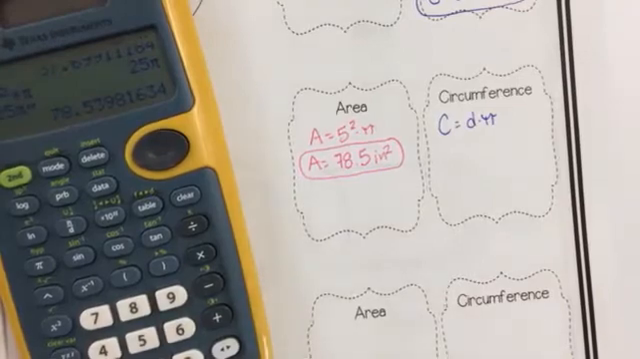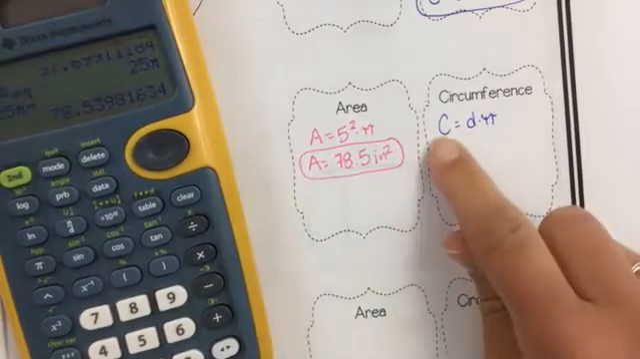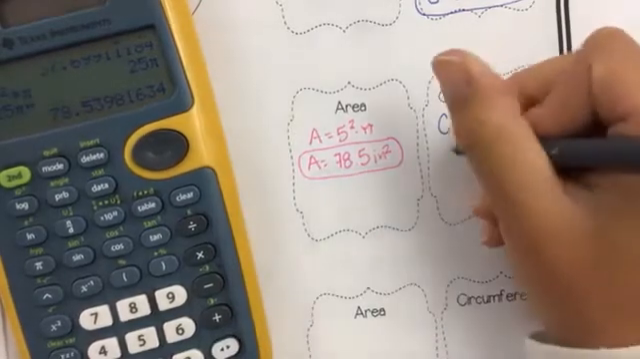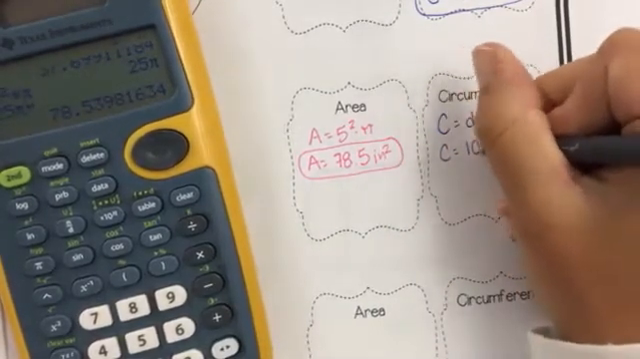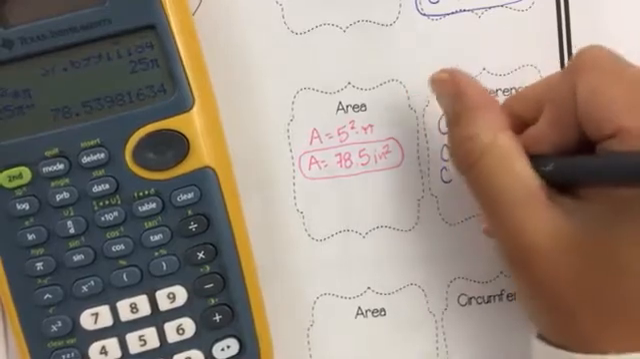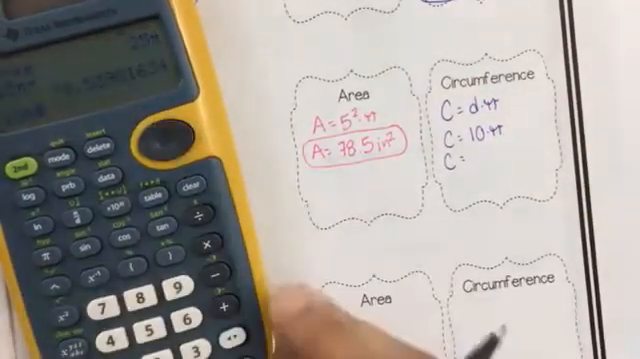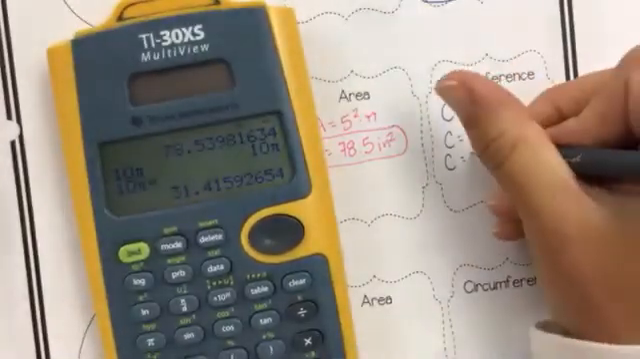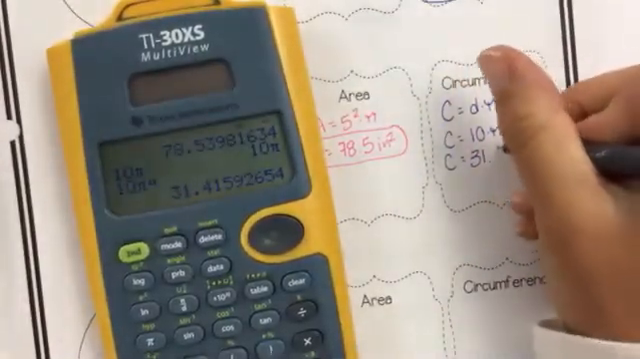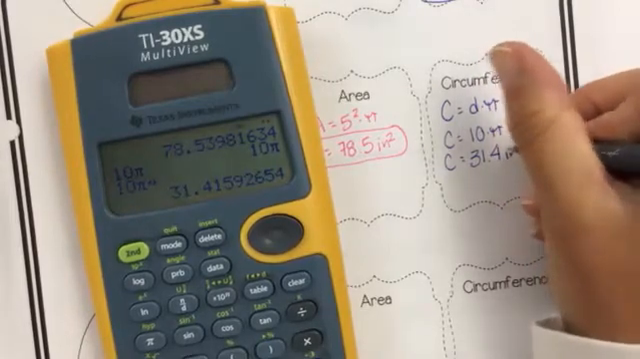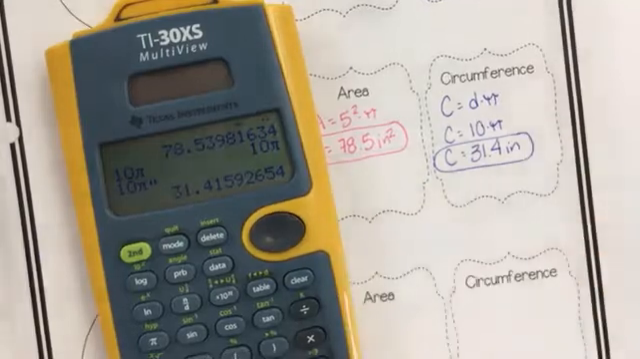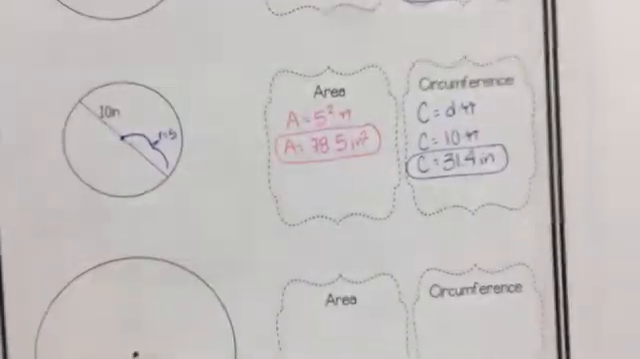Okay. The next one, our circumference is diameter times pi. And our diameter was 10 in this situation. So 10 pi is 31.4. Okay, questions on those two?